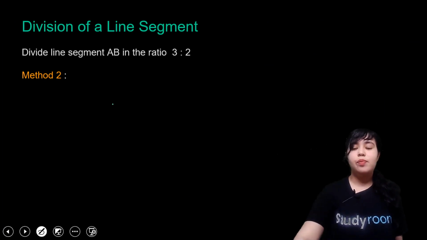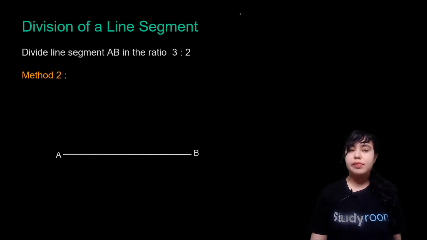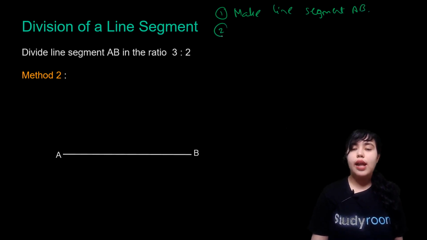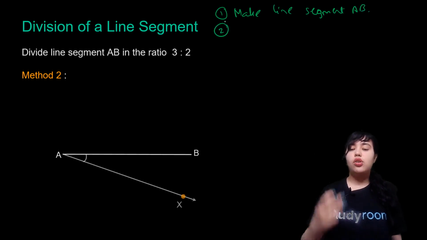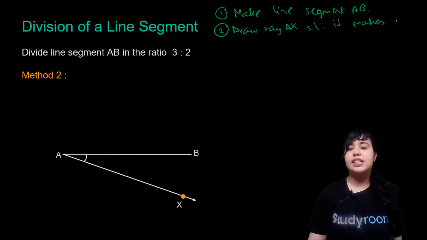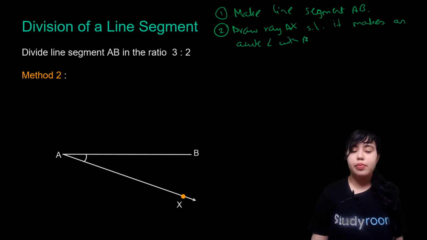We'll just see how. So once again, you make your line segment AB, or it could be given to you also. Now what do you have to do? You have to again draw this ray AX. What's so special about this ray? That this angle is acute. That means it lies between 0 and 90 degrees, such that it makes an acute angle with AB.